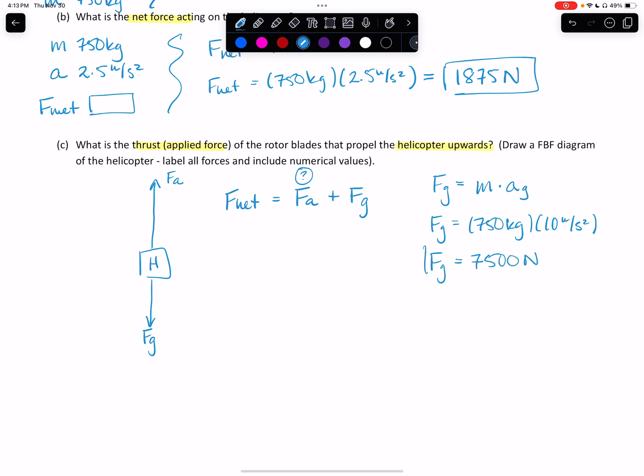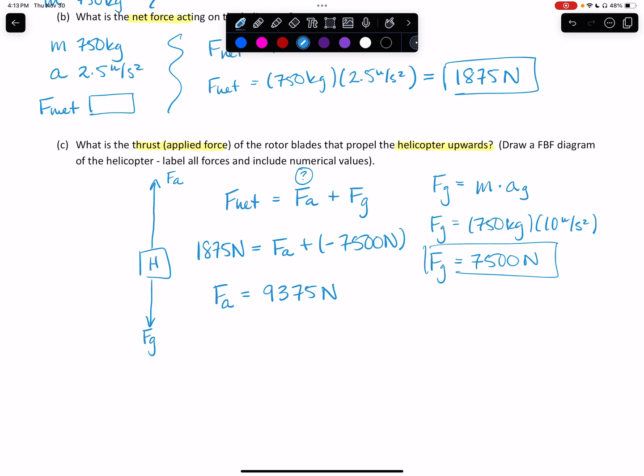So I can plug that into my F net equation, plug in F net that I found in part B, and solve. I have 1,875 newtons as my net force, an unknown applied force, and then a negative 7,500 newtons for that gravitational pull down. Remember, the negative sign has to go in there because that force is pointed down. So I'm going to end up adding 7,500 to both sides, and my applied force by the engines is 9,375 newtons.